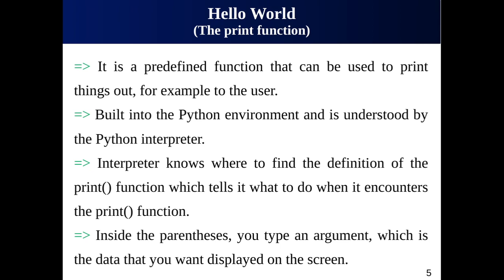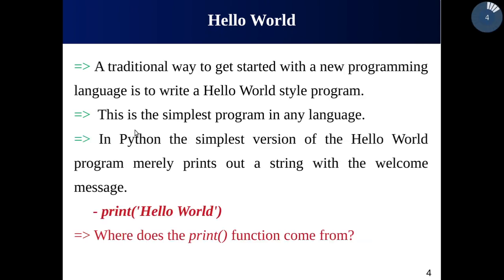When you call the print function, you type the word print and then it is followed by the parentheses. That is actually the syntax, that the function name must be followed by the parentheses. And we also have something written inside the parentheses. This is called the function argument, which is actually the data that you want to display on the screen. In this case, I want to display hello world on the screen. So I'm passing this hello world as an argument to the built-in function print.